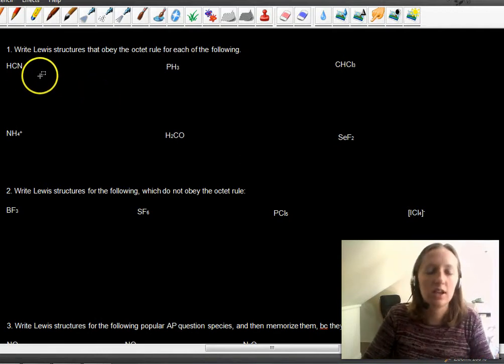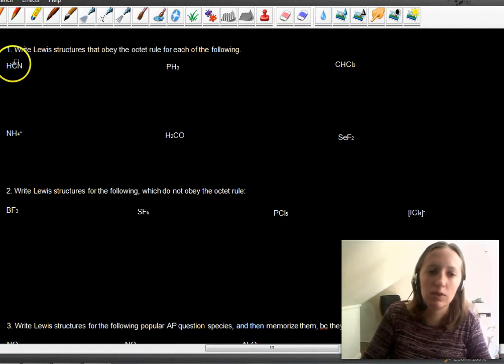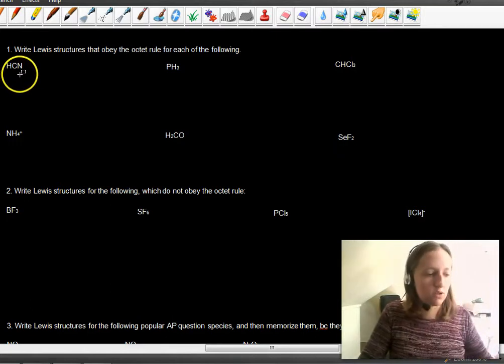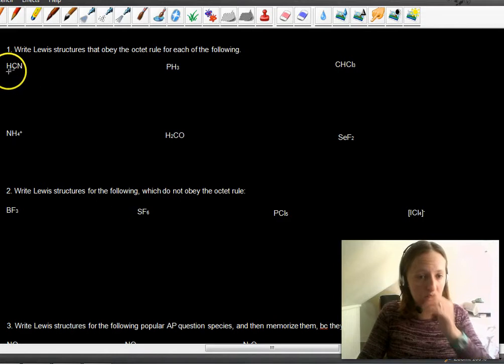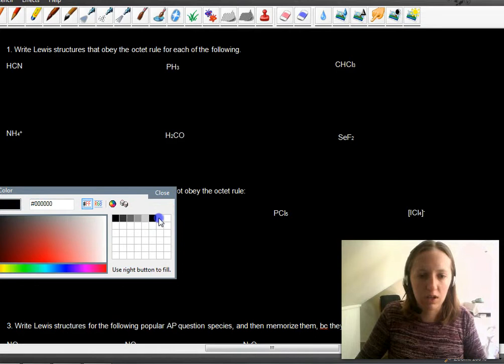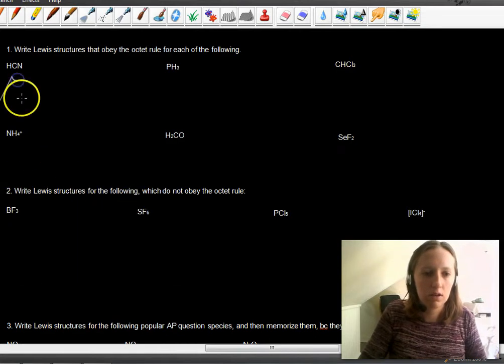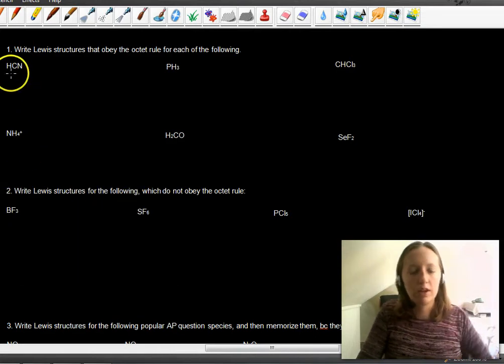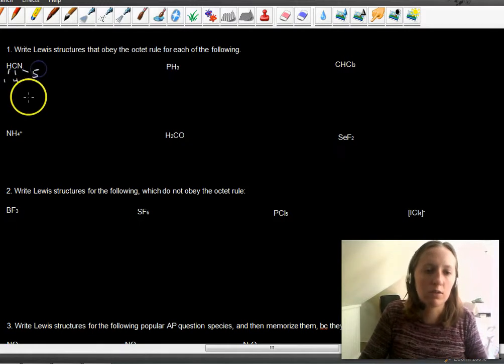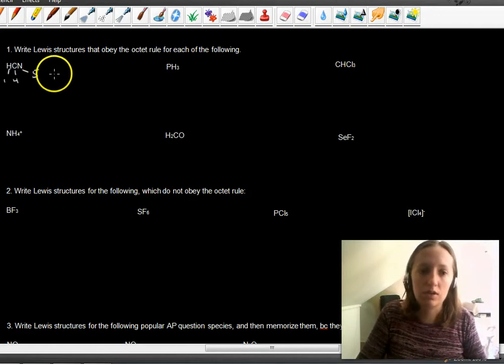All right. HCN, this is hydrocyanic acid with the cyanide ion attached to the hydrogen. And this is going to be, first of all, your step 1. So you've got to add up all your valence electrons. For hydrogen, it's got 1. For carbon, it's got 4. And for nitrogen, it's got 5. So we need to make sure that we account for 10 overall valence electrons when we are done, because otherwise we messed it up.